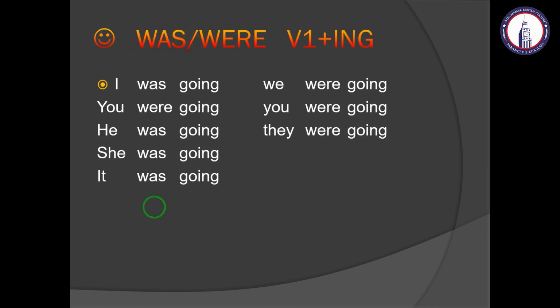So as you can see, we use I with was going, you with were going, he was going, she was going, and it was going. But we, you, and they, we use with were. We were going, you were going, and they were going.